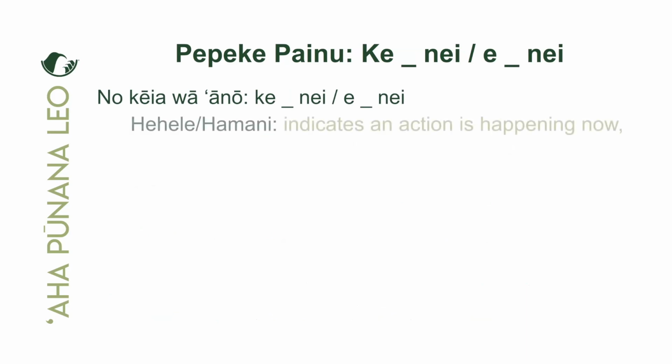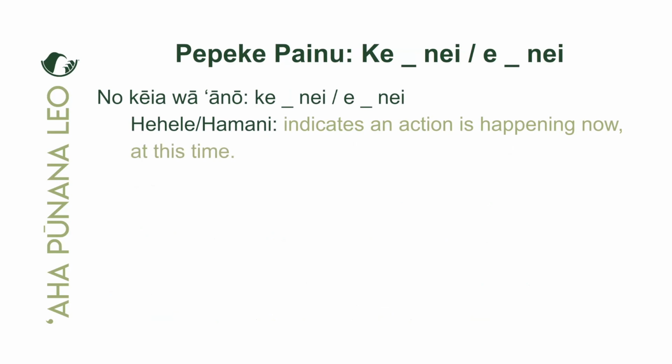Let's review the pepeke with the painu ke nei, and in the negative form, e nei. Again, no keia wā 'a'ano. Yeah, right now, present tense, in the moment. We use ke, nei with hehele and hana mai verbs. It indicates that an action is happening right now, at this time.